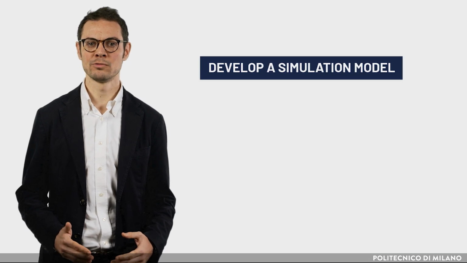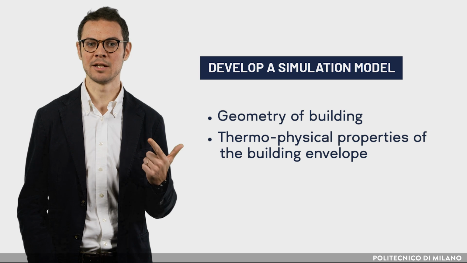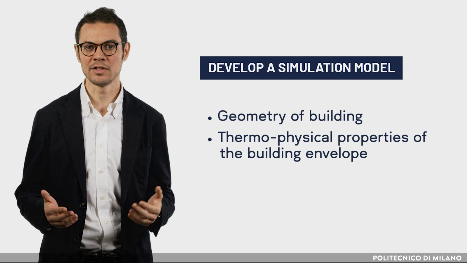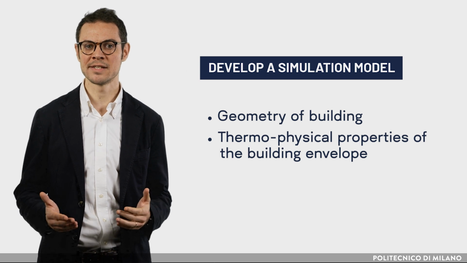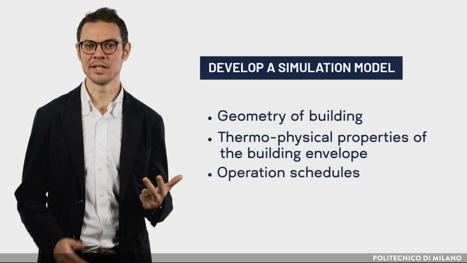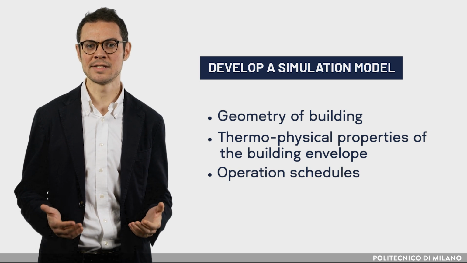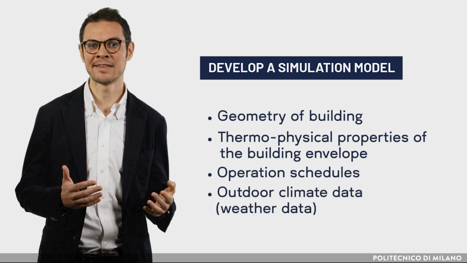The main steps to develop a simulation model are drawing of the geometry of the building in the virtual platform, description of thermophysical properties of the building envelope, such as thickness of the walls, conductivity, density, specific heat, emissivity, and also the optical properties of glazed components, setting up the operational schedule of the building in terms of internal gains, ventilation patterns, human behavior, and HVAC system set point, and finally definition of the outdoor climate data relative to the study location.